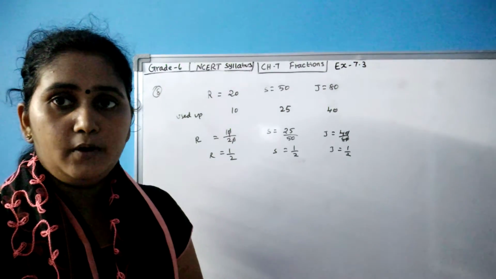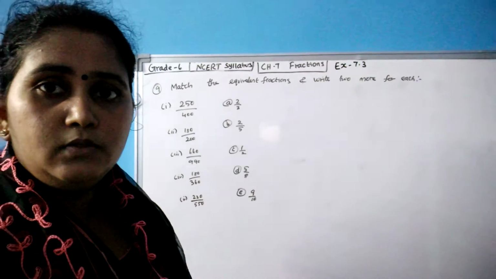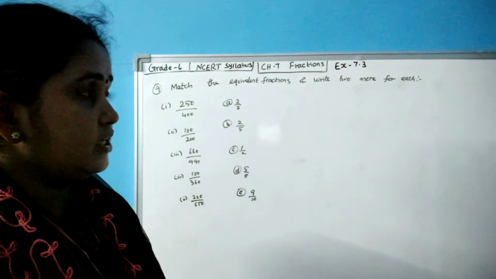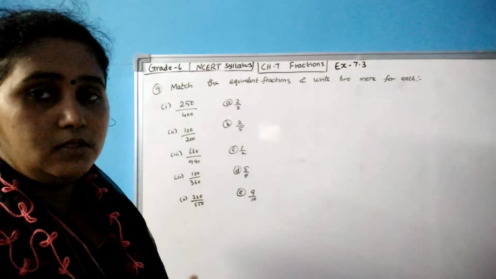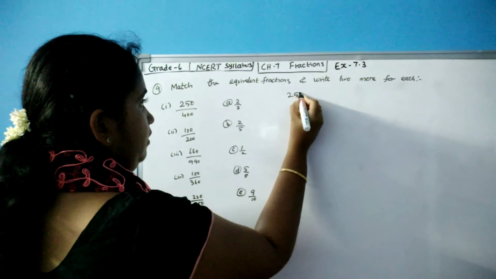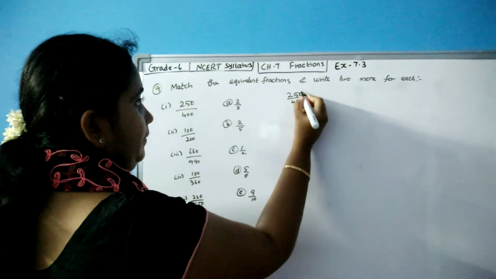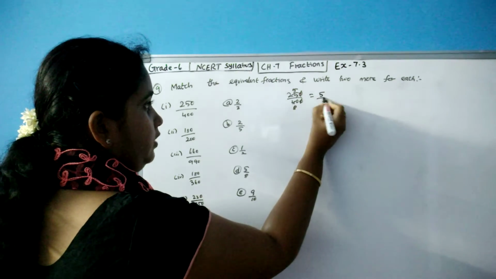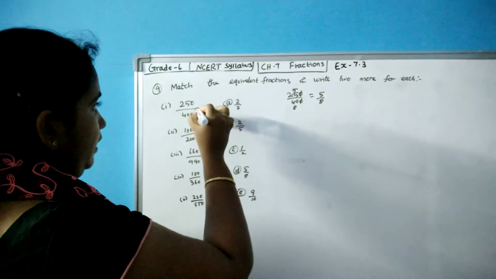Okay. Now we'll move on to the next sum. So this is your last sum in this exercise. You have to match the equivalent fraction and write 2 more for each. That is 2 more equivalent fractions you have to write. So I am taking 250 by 400 and cancelling the zeros. 5 5s are 25, 8 5s are 40. So your answer you got is 5 by 8. So what I am going to do, I am just drawing a line.